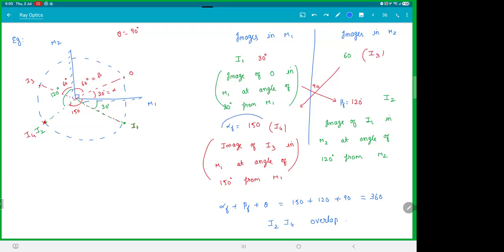What is the meaning of 150 here? Where is 150? On the M1 side. Where is it coming from? It is coming from here. I3, say. Meaning, this 150 was the image of this guy I3, right? And it is at an angle of 150 degrees in M1. That's the interpretation there. Roughly got an idea, right?